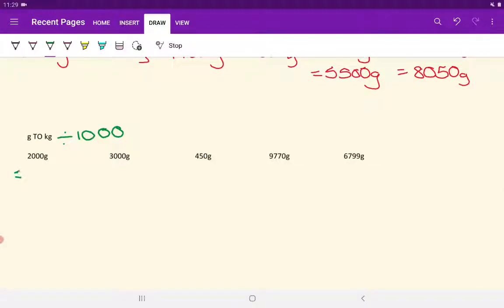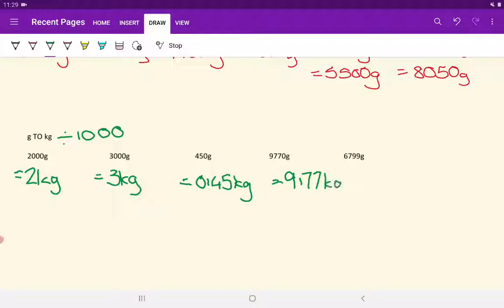Okay, then the last little bit, grams to kilograms, we're going to be dividing by 1,000. So 2,000 divided by 1,000 gives me 2, so that's 2 kilograms. 3,000 divided by 1,000 gives me 3, so that's 3 kilograms. 450, that's not a full kilogram, is it? It's less than 1,000. That's going to give you 0.45 when you divide it by 1,000.